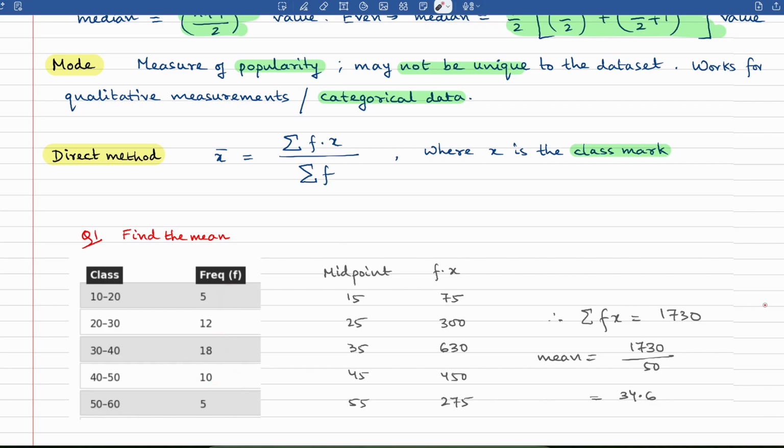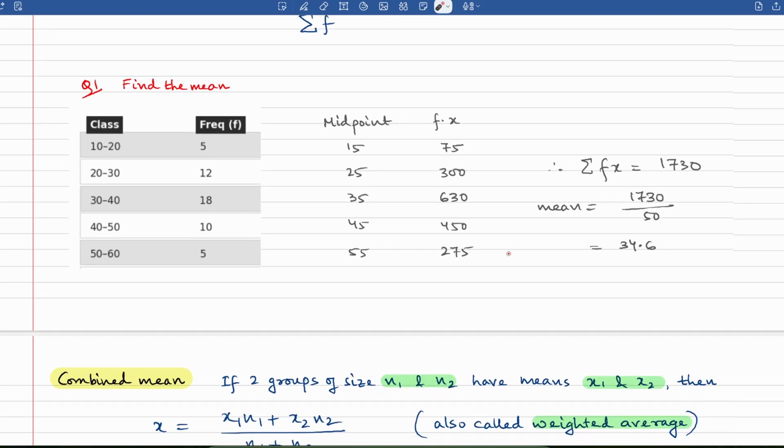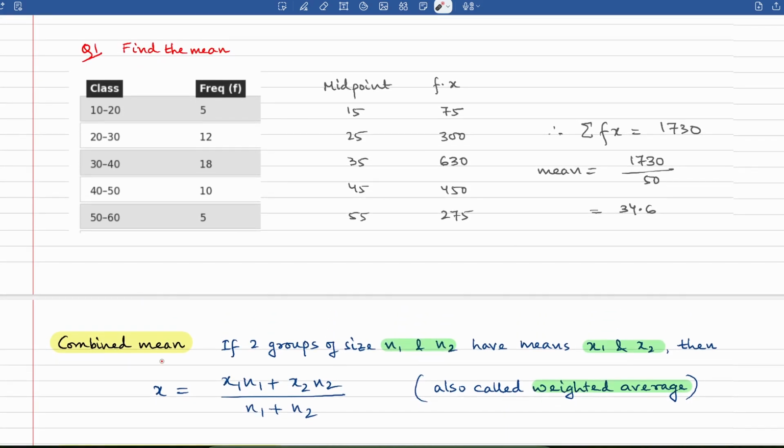So it is 1730 divided by 50, which turns out to be 34.6. That is the answer. Alright, now we look into something known as the combined mean or the weighted average.